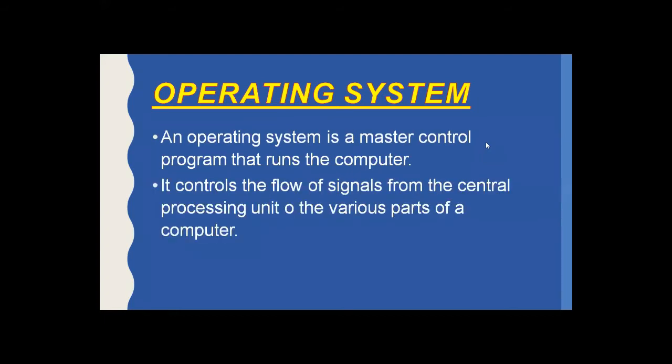It controls the flow of signals from the central processing unit to the various parts of a computer. The second function of the operating system is that first it collects the signals from the central processing unit, that is our CPU, and then transfers them to the various parts of the computer. Then our computer system easily runs and operates any type of program and any type of operation.